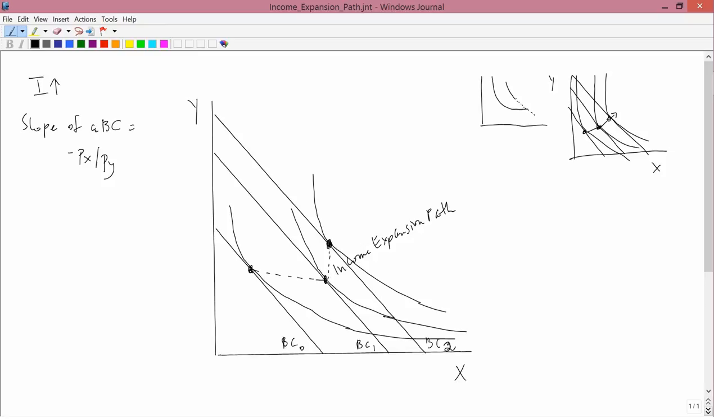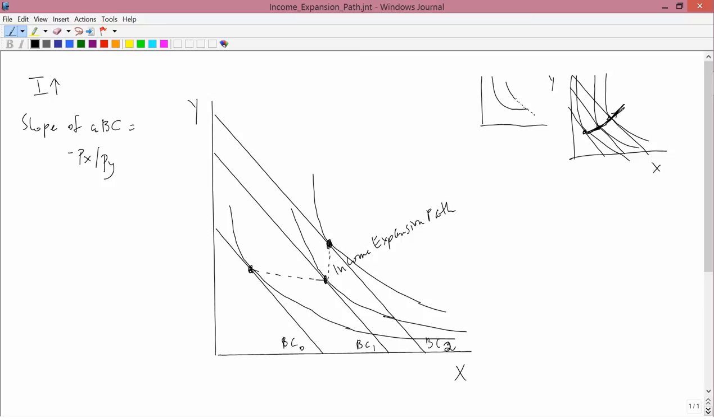Because it traces out the optimal combinations of X and Y as income changes. And so the income expansion path over here was this line that I just drew earlier. So you can see that in the upper right-hand corner, the income expansion path was upward sloping. In the large graph, it's upward sloping between the second and third points. It's almost vertical there. But between the first and second points, it's downward sloping.